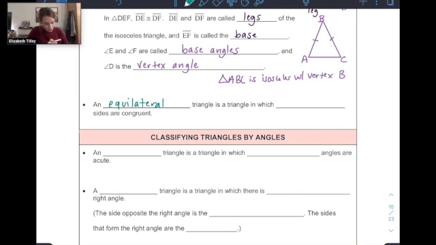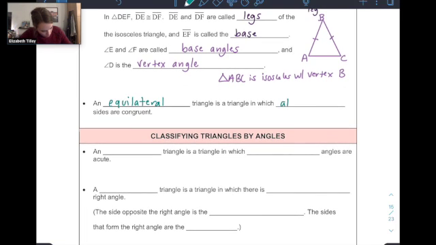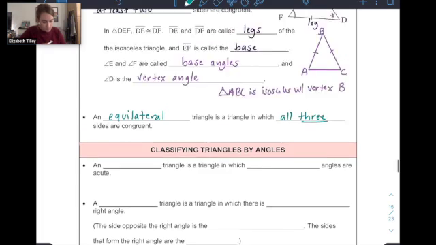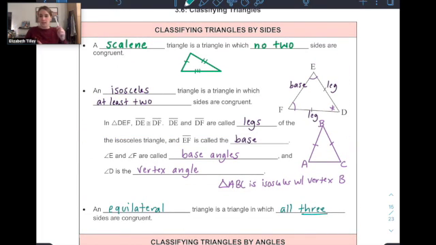So an equilateral triangle is a triangle in which all three sides are congruent. So equilateral, lateral is the word for sides. I would assume Latin, but I'm not an expert on that. And then equi is equal, so equal sides. Equilateral. So we've got scalene, isosceles, and equilateral. Those are the three different ways to name a triangle based on comparing its sides.